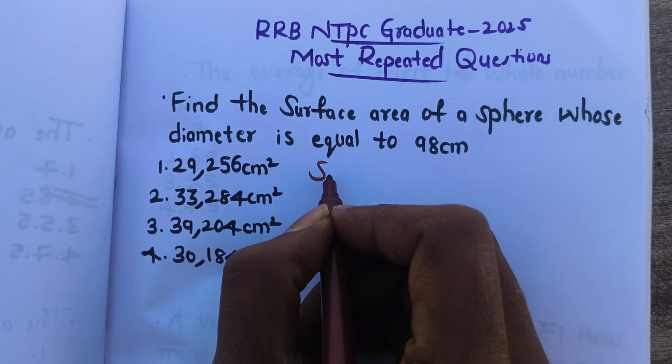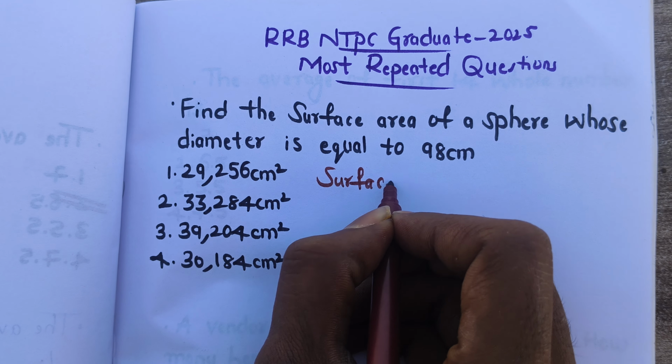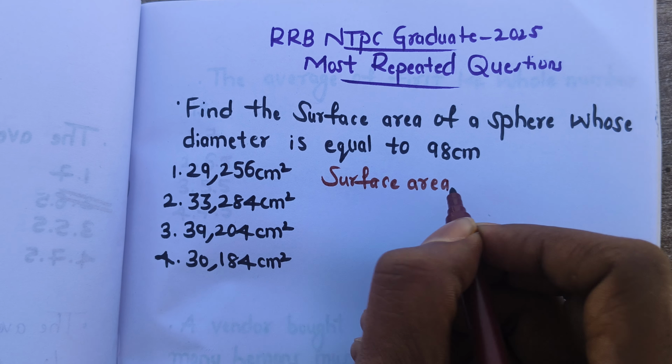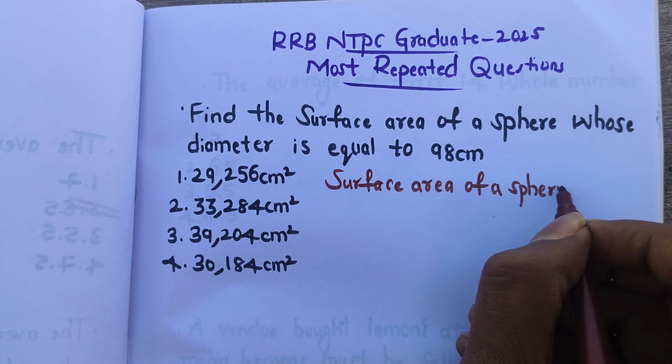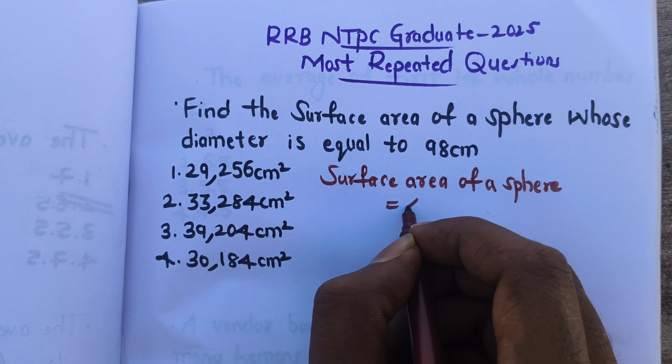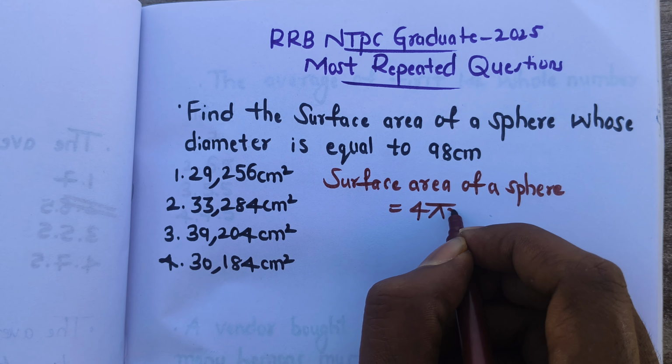Surface area of a sphere. Formula: 4 pi r square.